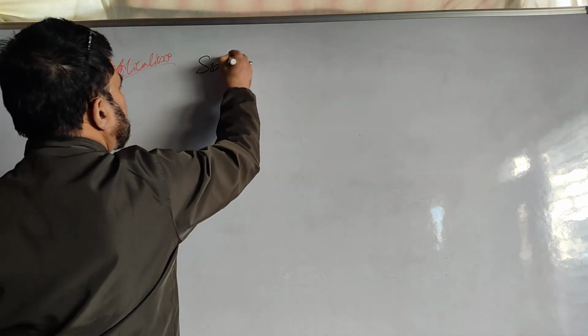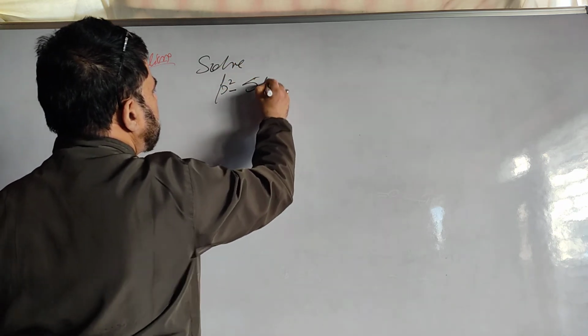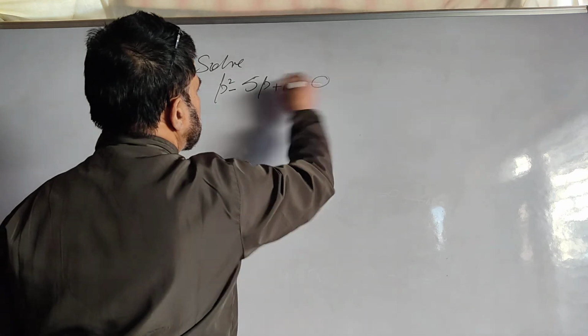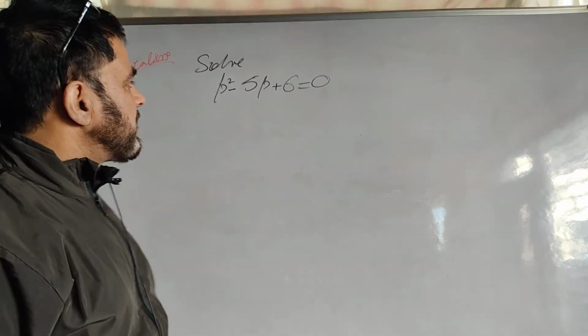Okay, I will just have some applications. Let us have applications. Application I will take first. Solve the differential equation, simple case: p square minus 5p plus 6 is equal to 0. You want to solve this: p square minus 5p plus 6 is equal to 0.